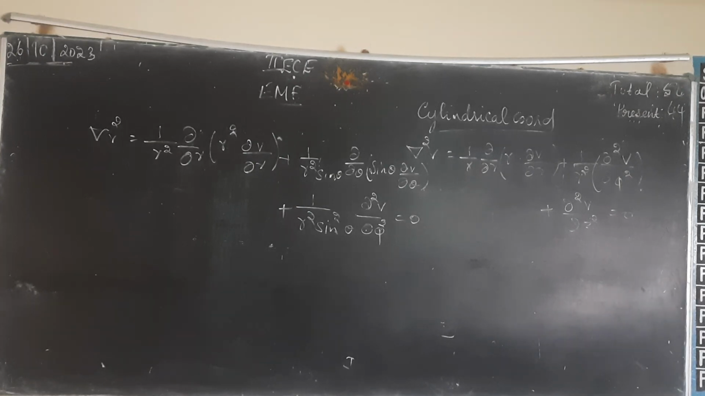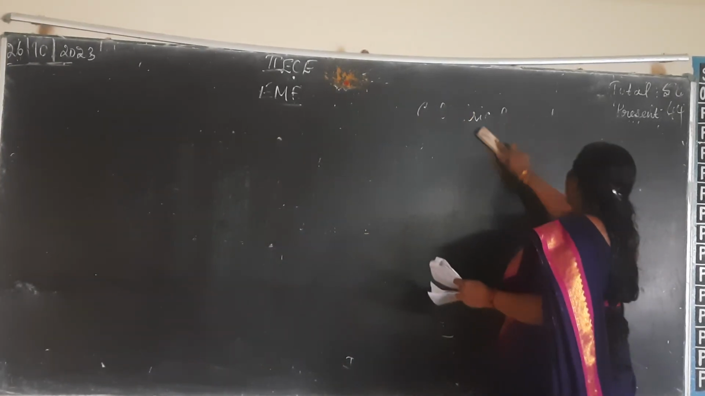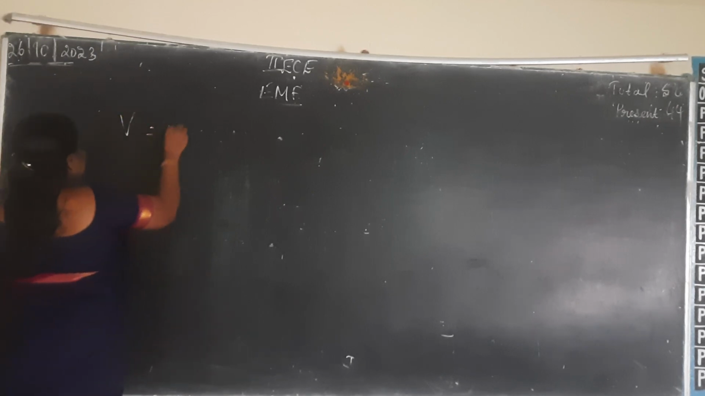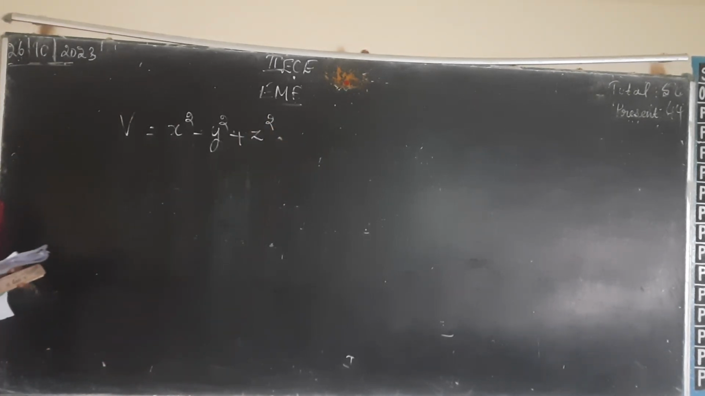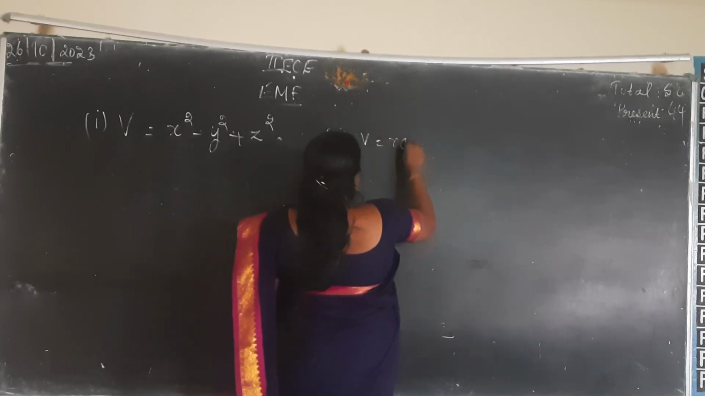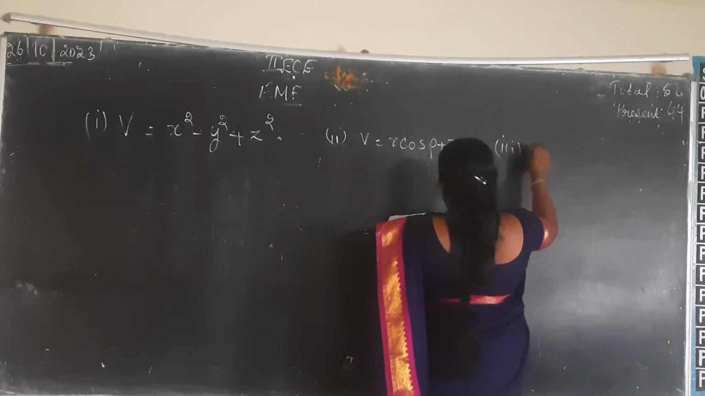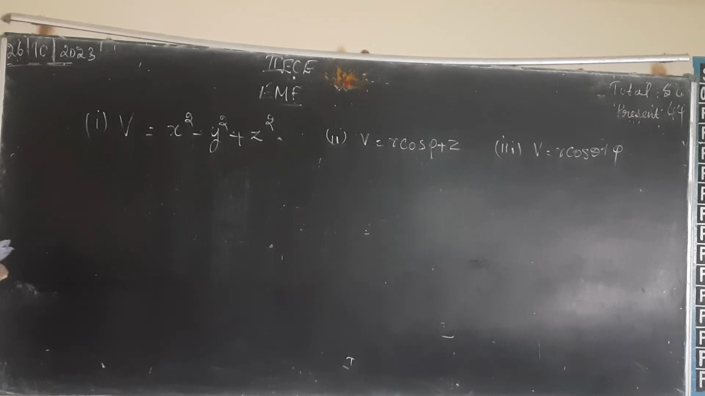Now let's solve the problem. Determine whether or not the potential field satisfies the Laplace equation. V is equal to x squared minus y squared plus z squared. So is it Cartesian or cylindrical? First one is x squared minus y squared plus z squared. Second, you have V is equal to r cos phi plus z. Third one, you have V is equal to r cos theta plus phi. Three expressions are given here and they are asking to check whether they satisfy the Laplace equation. What you have to do?